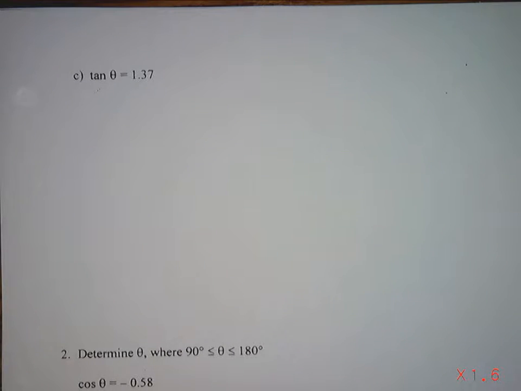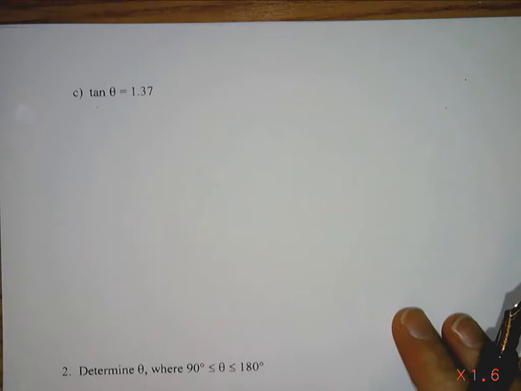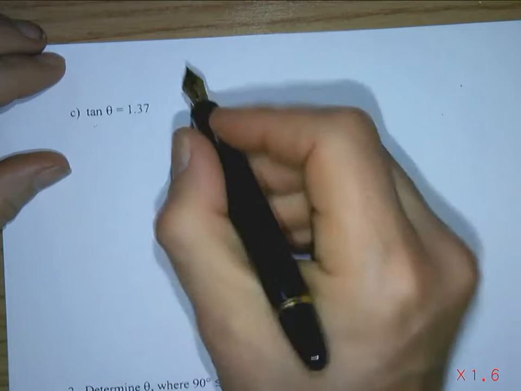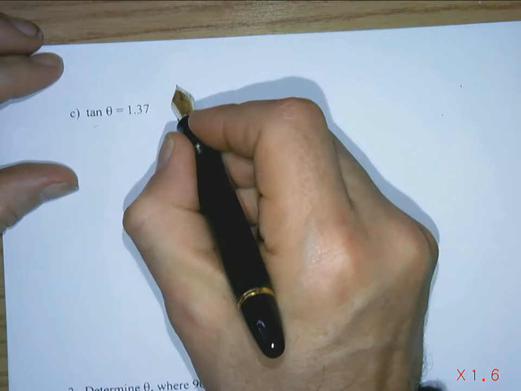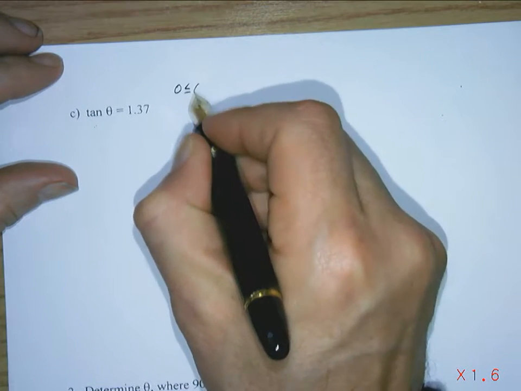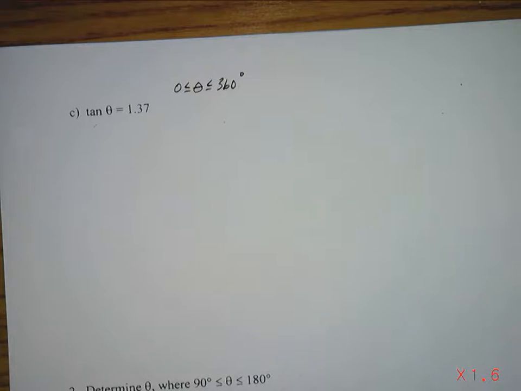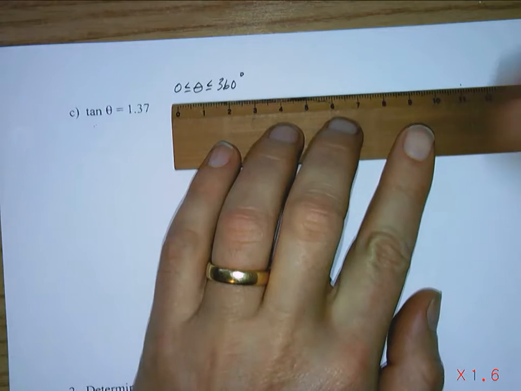Welcome back. Okay, we're looking at our third example, tan theta equals 1.37. So we're interested where tan is going to equal this. Remember that we are on a restricted domain from the original question. We know that theta, we're only interested in answers between 0 and 360 degrees. Now, if you know what tan looks like, we can do a little bit of investigation.